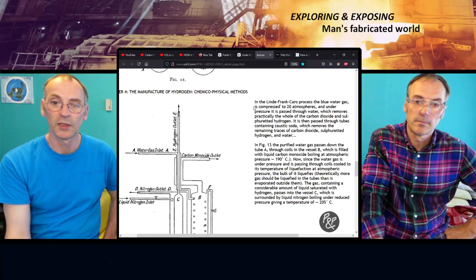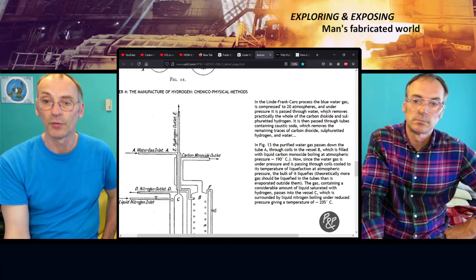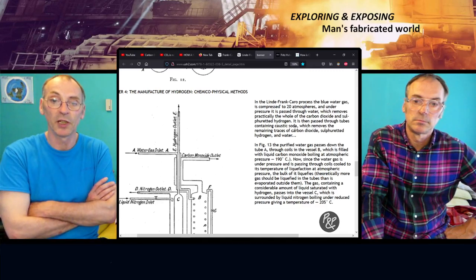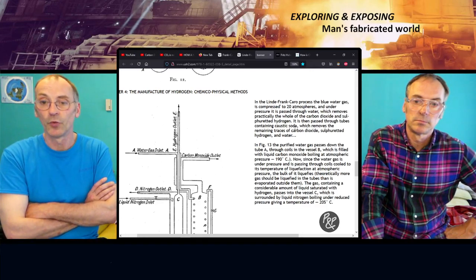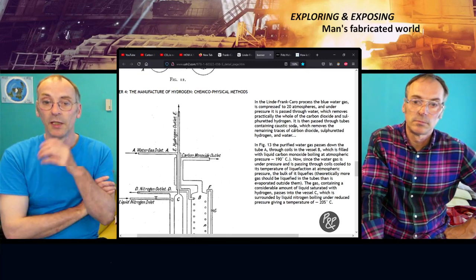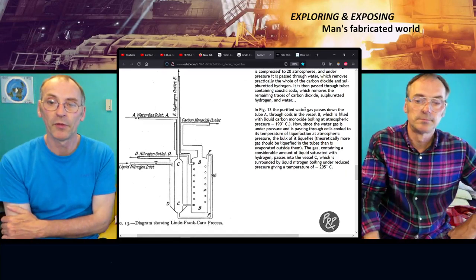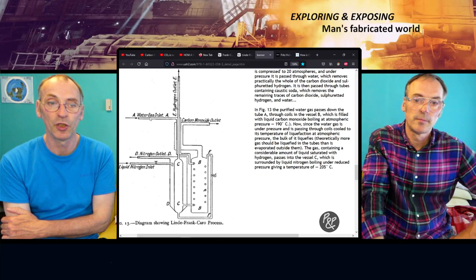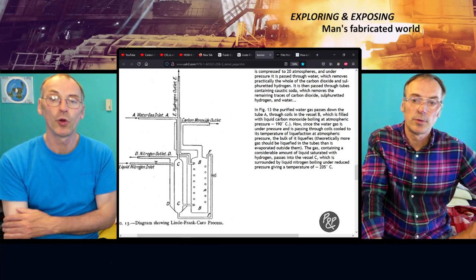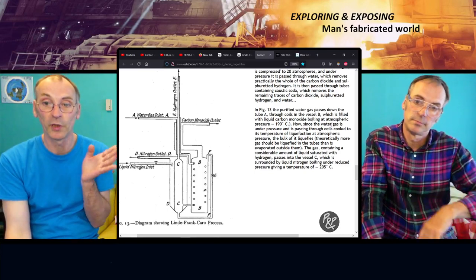The blue water gas is compressed to 20 atmospheres, and under the pressure it is passed through water, which removes practically the whole of the carbon dioxide and sulfurated hydrogen. It is then passed through tubes containing caustic soda, which removes the remaining traces of carbon dioxide, sulfurated hydrogen and water. In Figure 13, the purified water gas passes down the tube A, through coils in the vessel B, which is filled with liquid carbon monoxide boiling at atmospheric pressure.